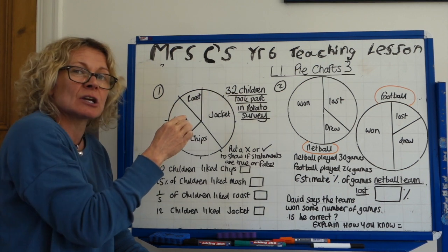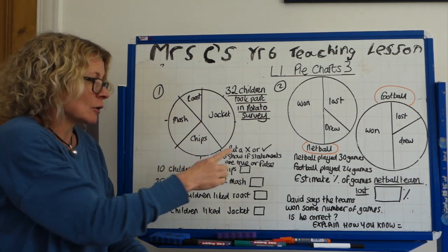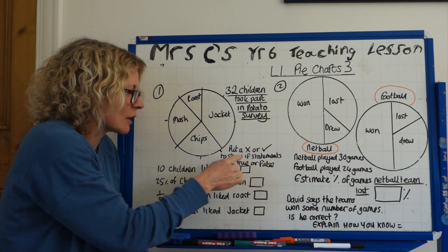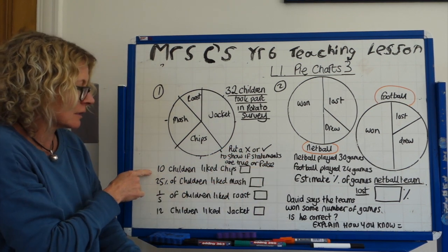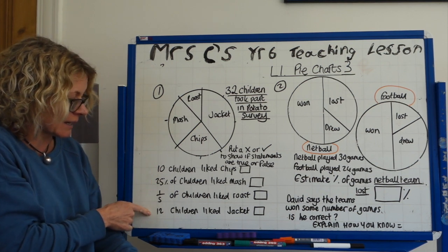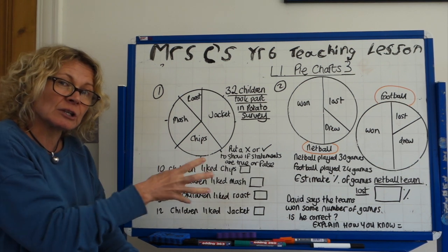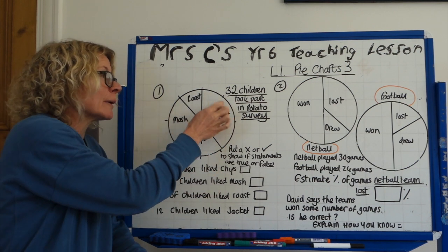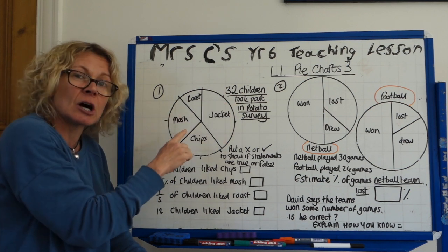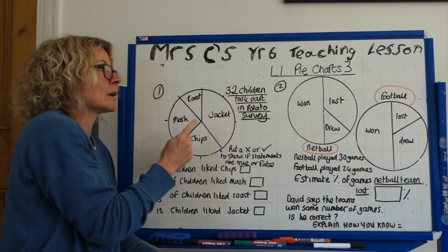8 into 32. So you need to go down these statements and put a cross or a tick to show if they are true or false. 10 children like chips, and it goes through, okay? So you need to pause the video and look, knowing what you know about how much each eighth of this pie chart is worth in children, okay?